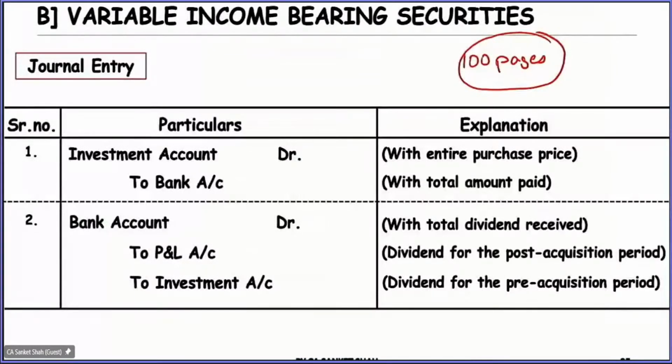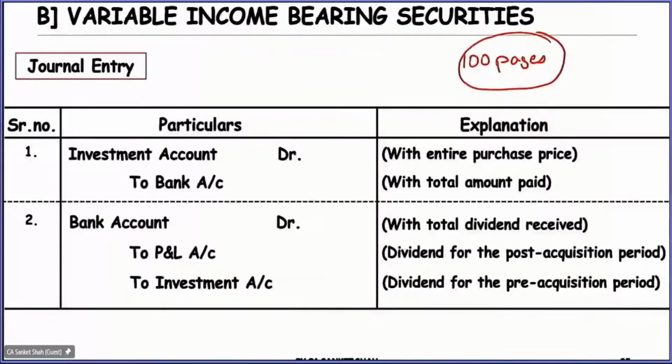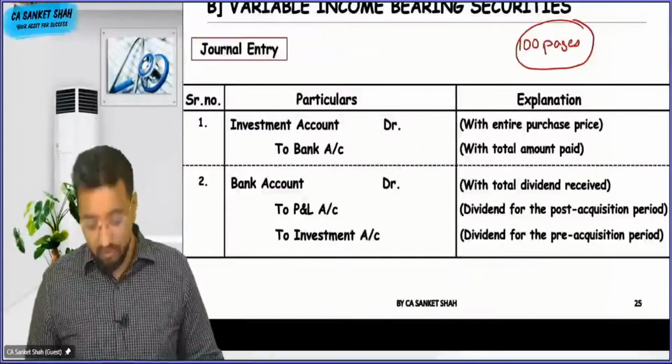Yes, beta, profit balance carried down, that's why we show it in the reserves and surplus, carried down. Take screenshots. Which one will go to P&L? Post-acquisition and pre-acquisition in investment.